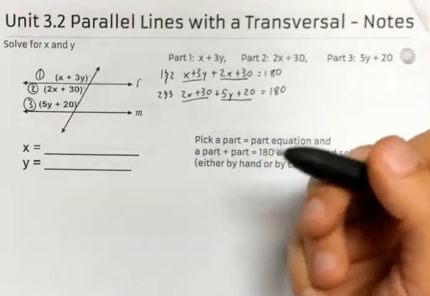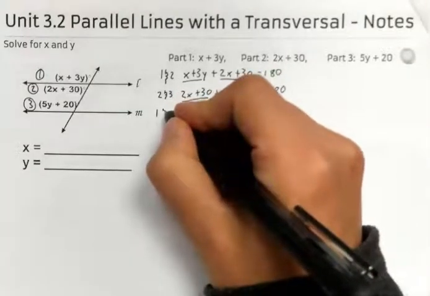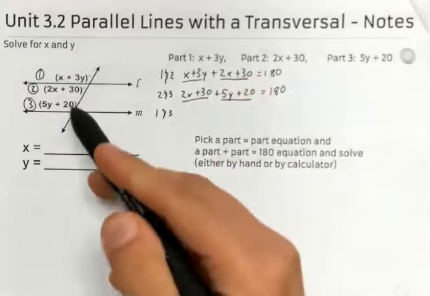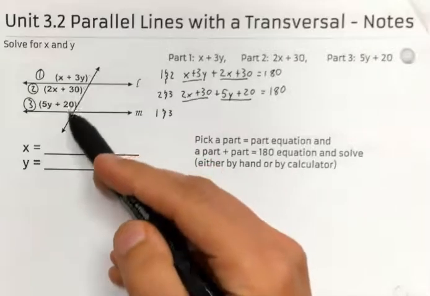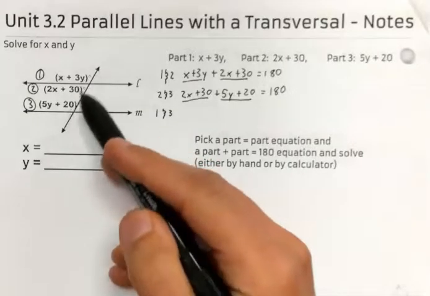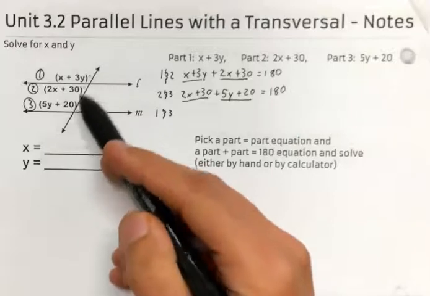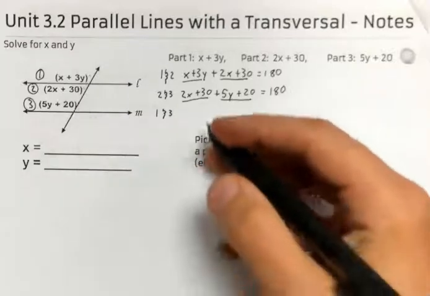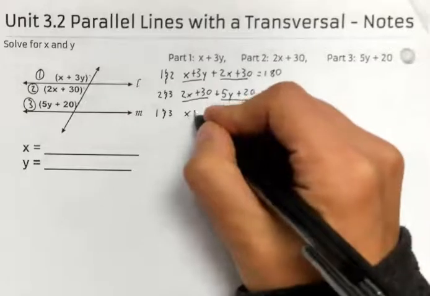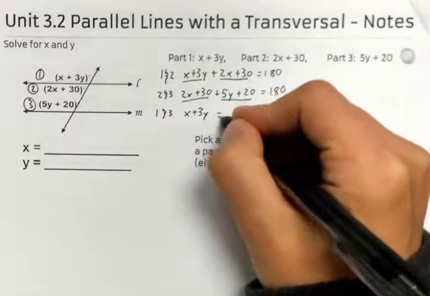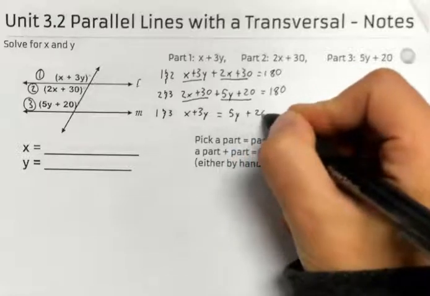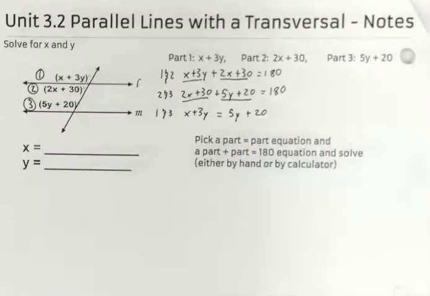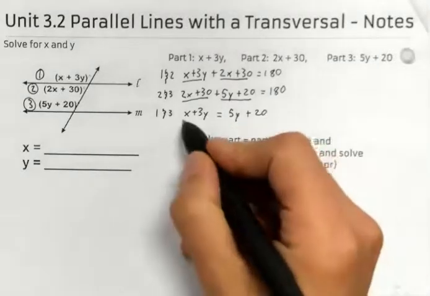Oh, I could have 1 and 3. So 1 and 3, what kind of angle pairing is this? Well, 1 and 3, these are corresponding angles, and corresponding angles is part equals part. So we've got one part, which is x plus 3y, is equal to the other part, which is 5y plus 20. Okay? So I'm going to show you two ways to solve, and you can pick whichever way you like the most.